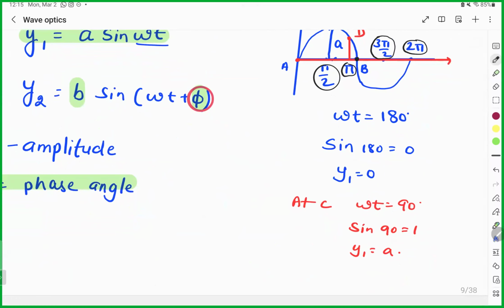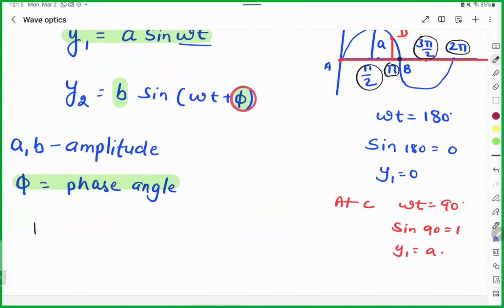You will see these two words. Phase difference means angle difference, the difference of the angle, represented by phi or delta phi. And second will be path difference, and it will be represented by delta x.